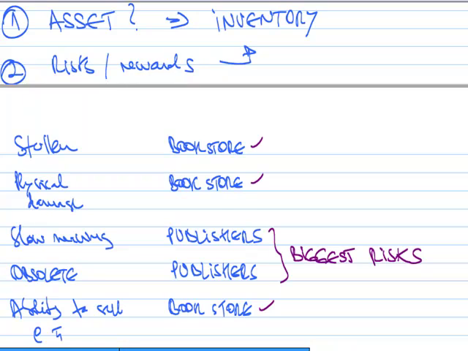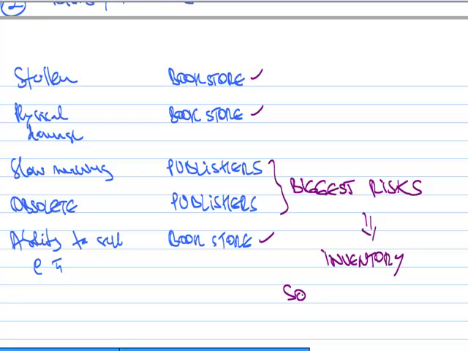But the bookstore doesn't pay for the goods when it receives the shipments from the publisher. They will pay the publishers either when they sell it to the final customer or when they return it back to the publishers. So since the biggest risks are slow moving and obsolete, the publisher will have to show the inventory in the statement of financial position. So inventory should be sitting in the statement of financial position of publishers at the year end.